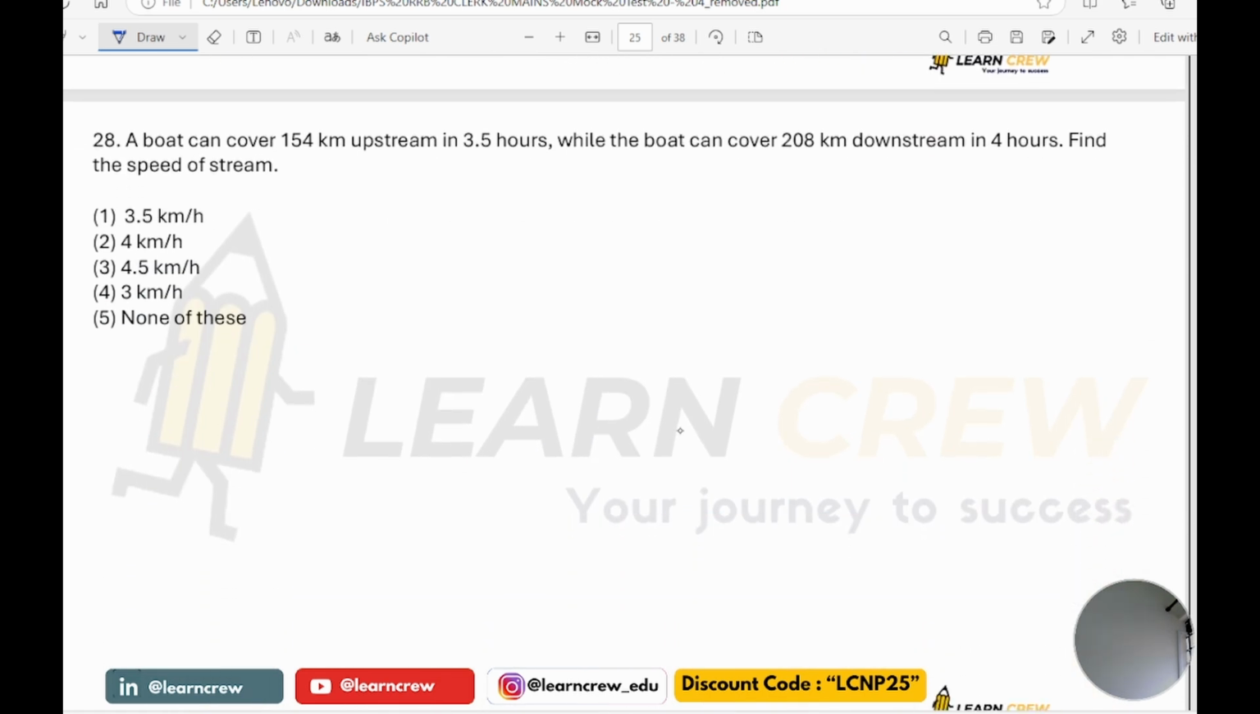A boat can cover 154 km upstream in 3.5 hours, while the boat can cover 208 km downstream in 4 hours. Find the speed of stream. So upstream speed is equal to 154 by 3.5, which is 44 kilometer per hour. Downstream speed is equal to 208 by 4, which is 52. Thereby speed of stream would be DS minus US by 2, which is 8 by 2, 4 kilometer per hour.